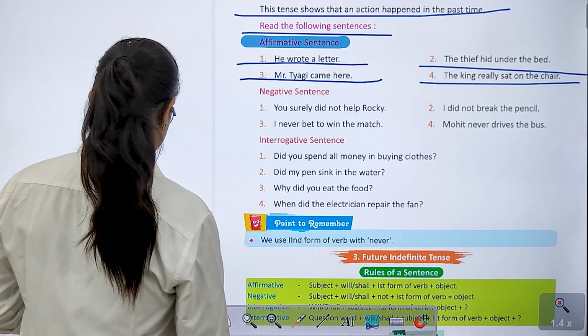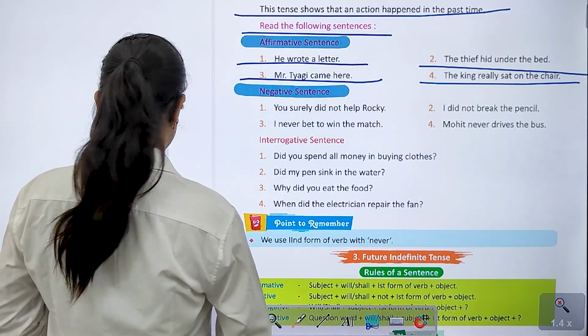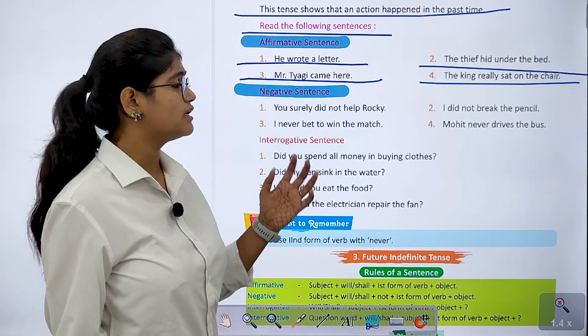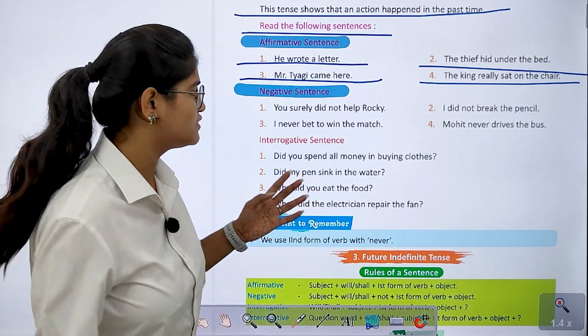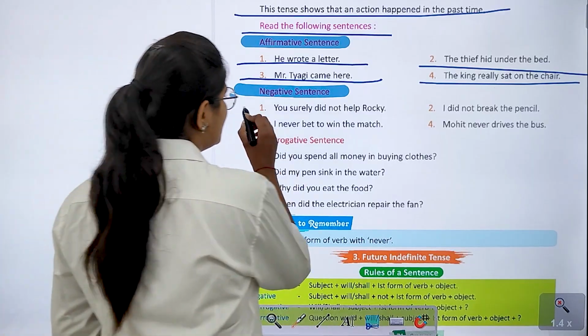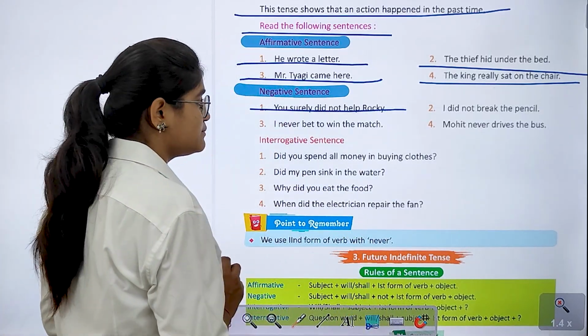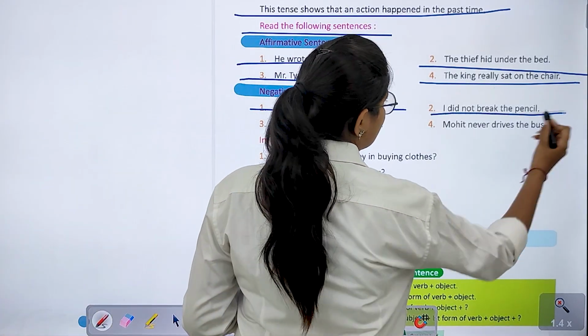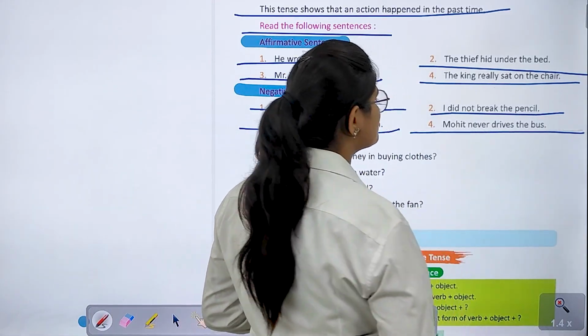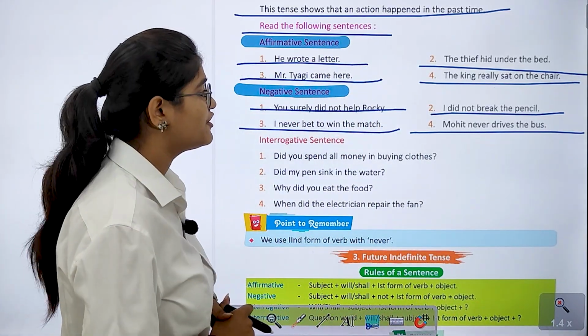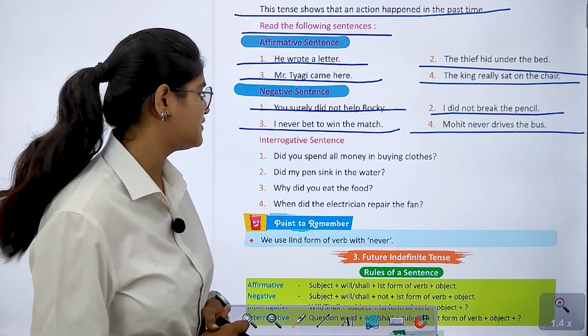After that, the next is negative sentence. As we all know the formation, with did plus not we are going to use the first form of the verb. So we did it the same in the examples. You surely did not help Rocky. I did not break the pencil. I never bet to win the match. Mohit never drives the bus, right?